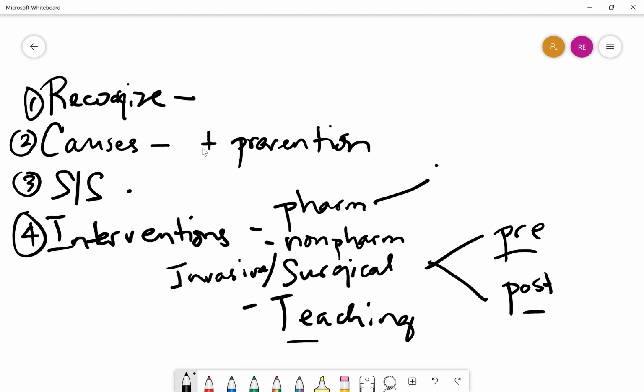For pharmacologic, the testable part here is your nursing responsibilities. What do you do? What do you assess before and after giving certain medications?